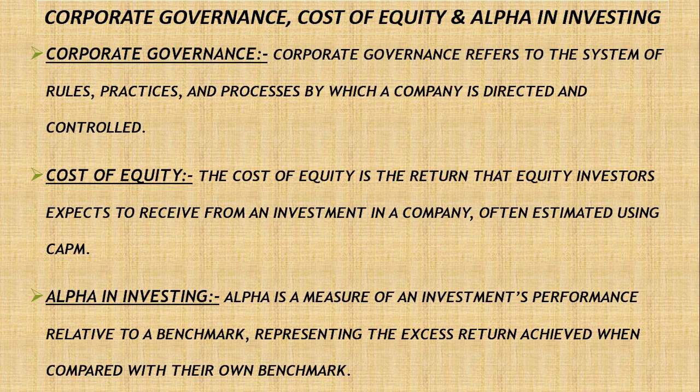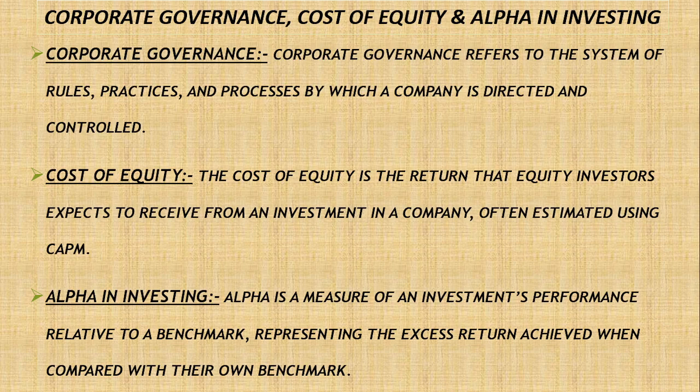Corporate governance, cost of equity, and alpha in investing. Corporate governance refers to the system of rules, practices, and processes by which a company is directed and controlled. Cost of equity. The cost of equity is the return that equity investors expect to receive from an investment in a company, often estimated using CAPM. CAPM we will discuss in the next video.